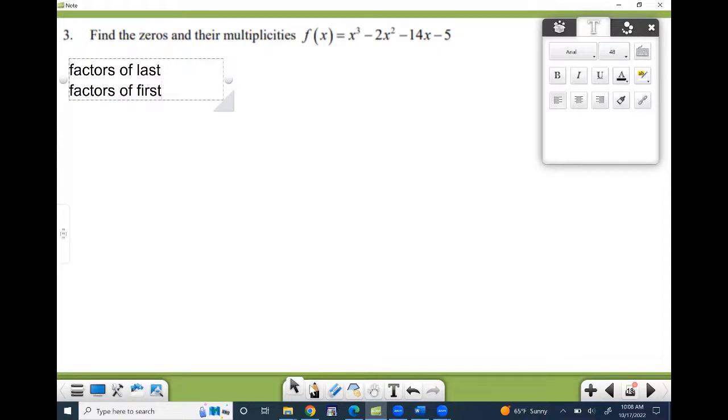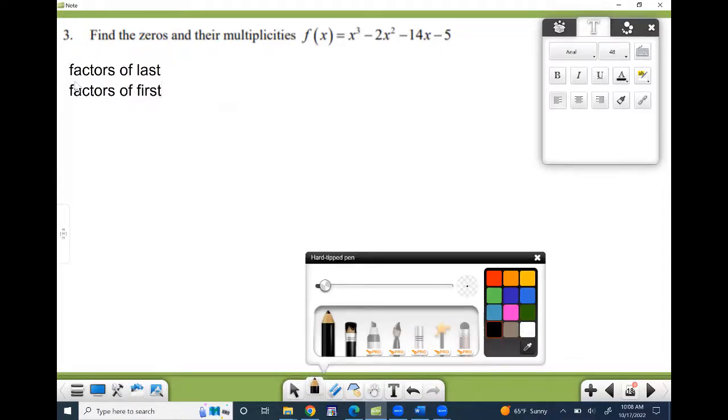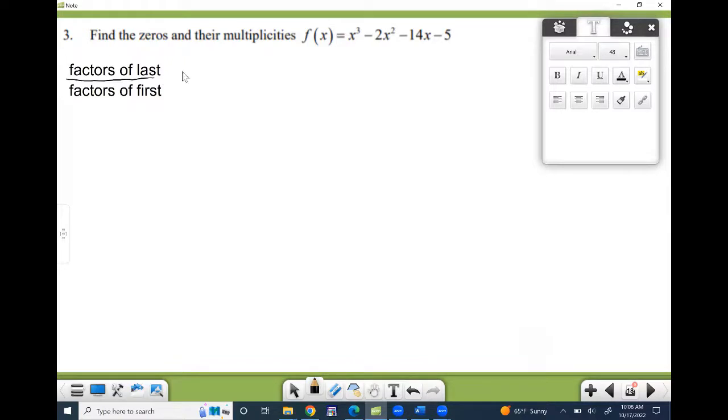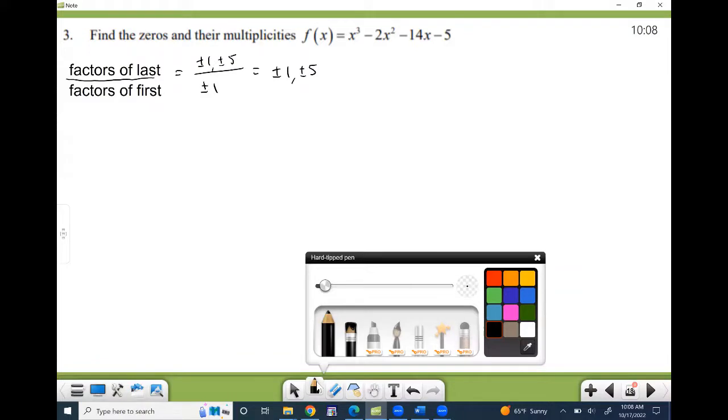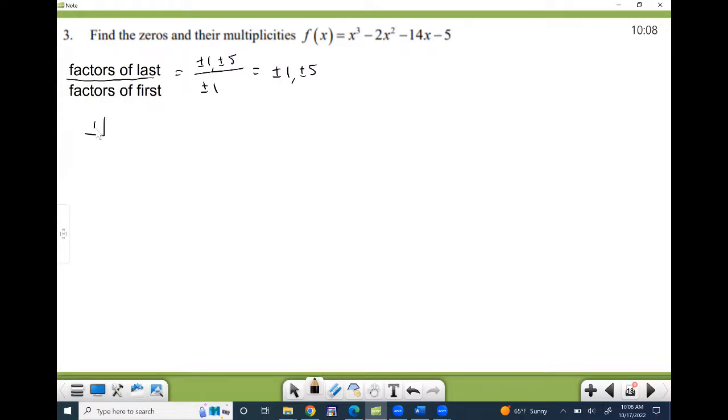All right. So the last number is -5, right? So we're going to put factors of -5. So plus or minus 1, plus or minus 5. And the first number is just a 1. Yay for that. All right, so 1 divided by 1 is 1, and 5 divided by 1 is 5. So we only have 4 things to try. Cool. All right, so let's see here. Let's try 1 inside the box. And then the coefficients, 1, -2, -14, and -5.